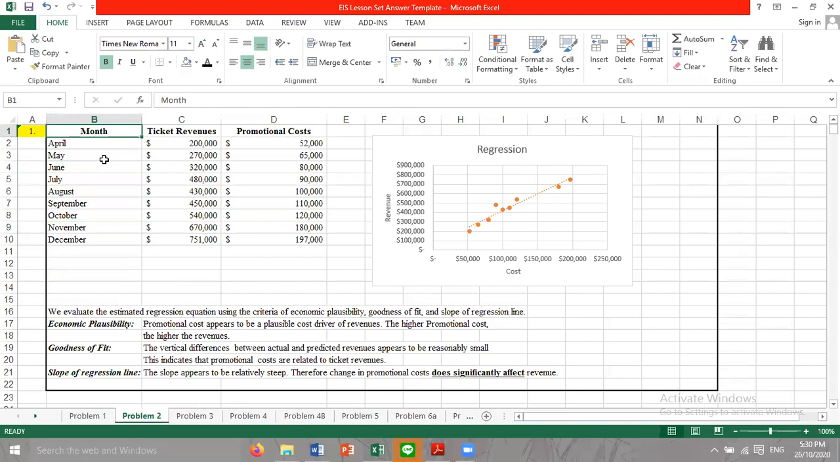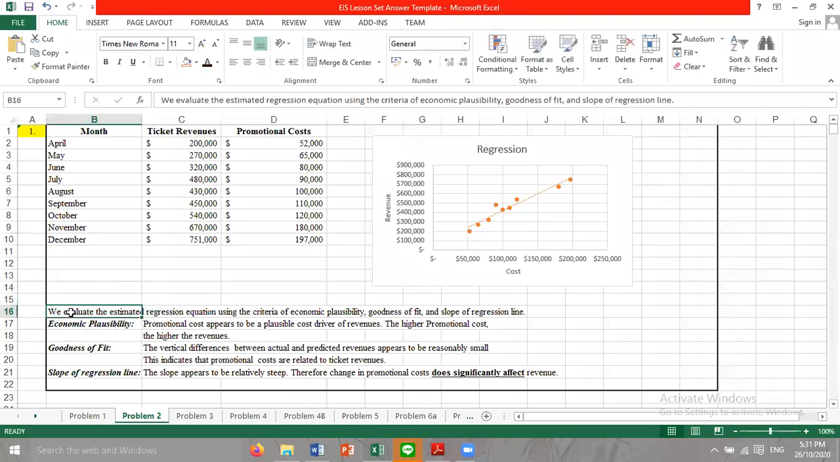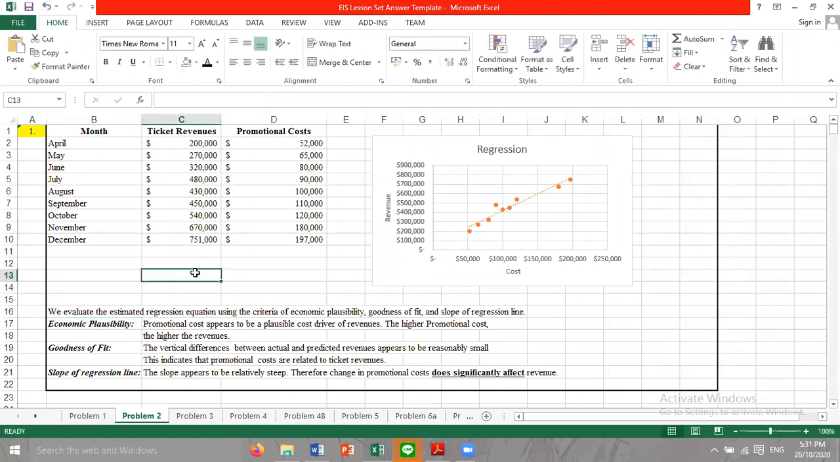All right, so I copy pasted the data from the question, and if you guys plot a graph, you'll have a similar graph like this. Since this is manual, I've done it automatically in Excel. You'll get a graph somewhere similar like this. And here in the question, we are asked to evaluate the estimated regression equation using the criteria of economic plausibility, goodness of fit, and slope of regression line. Okay, so what is economic plausibility?